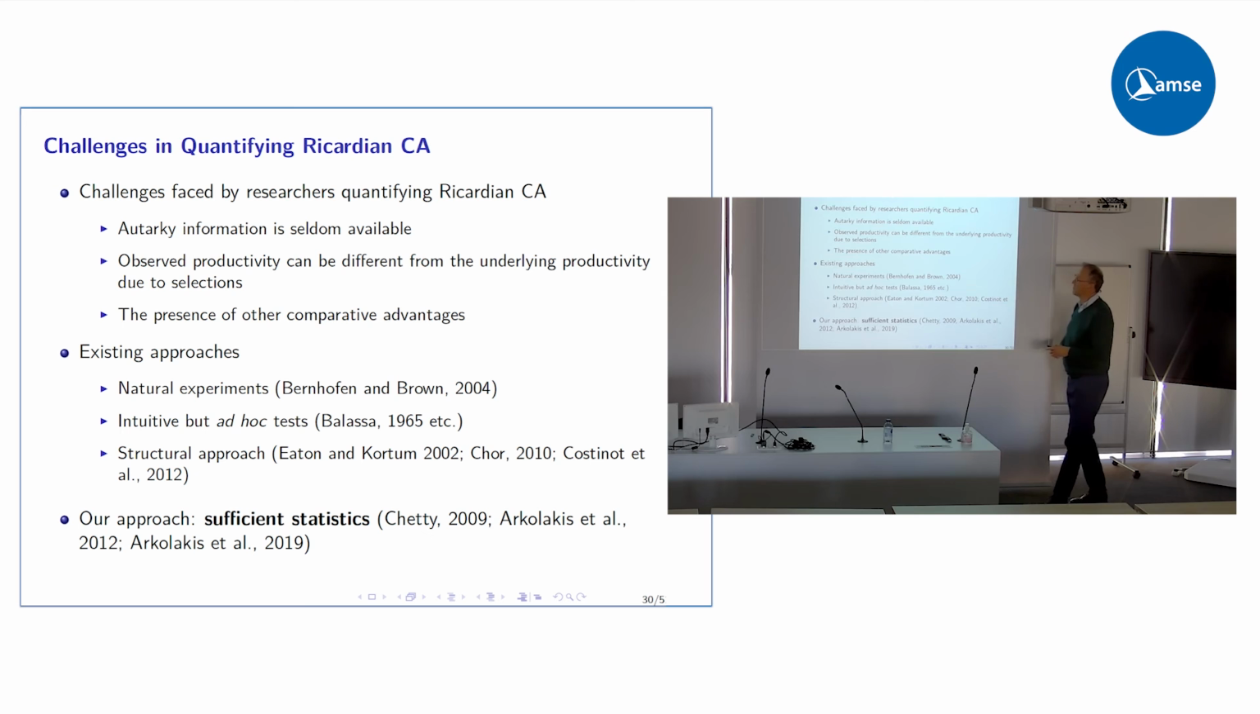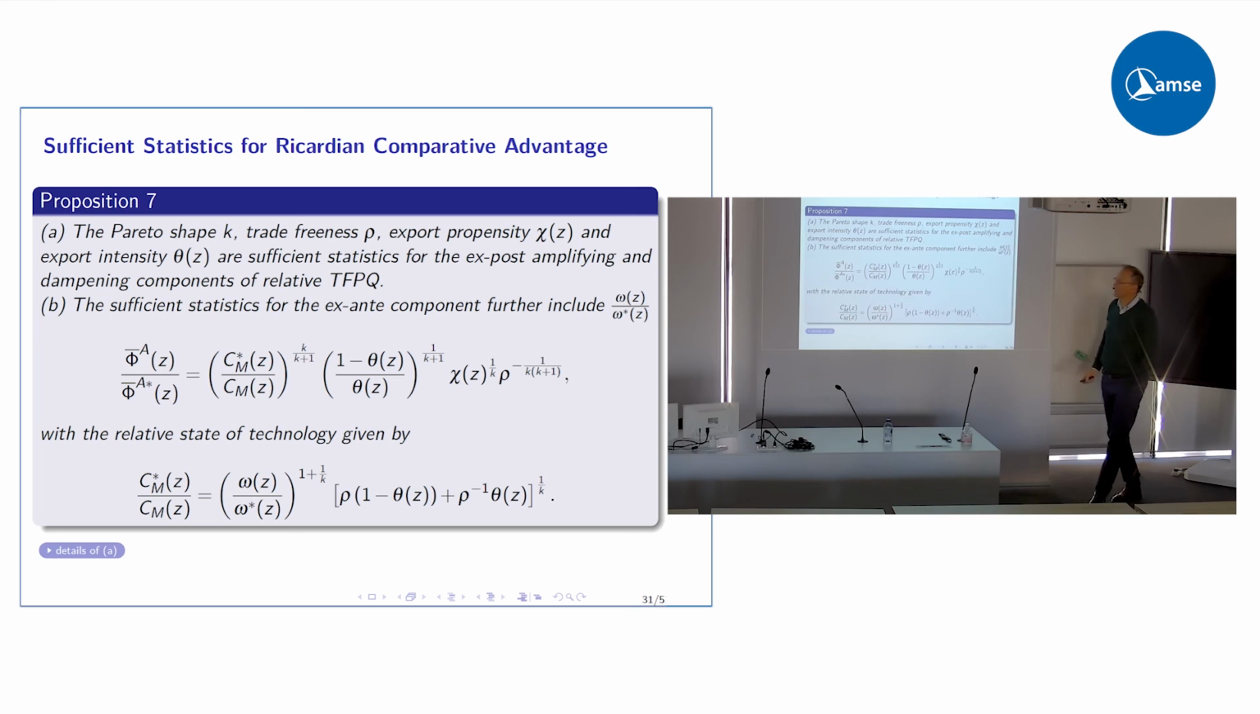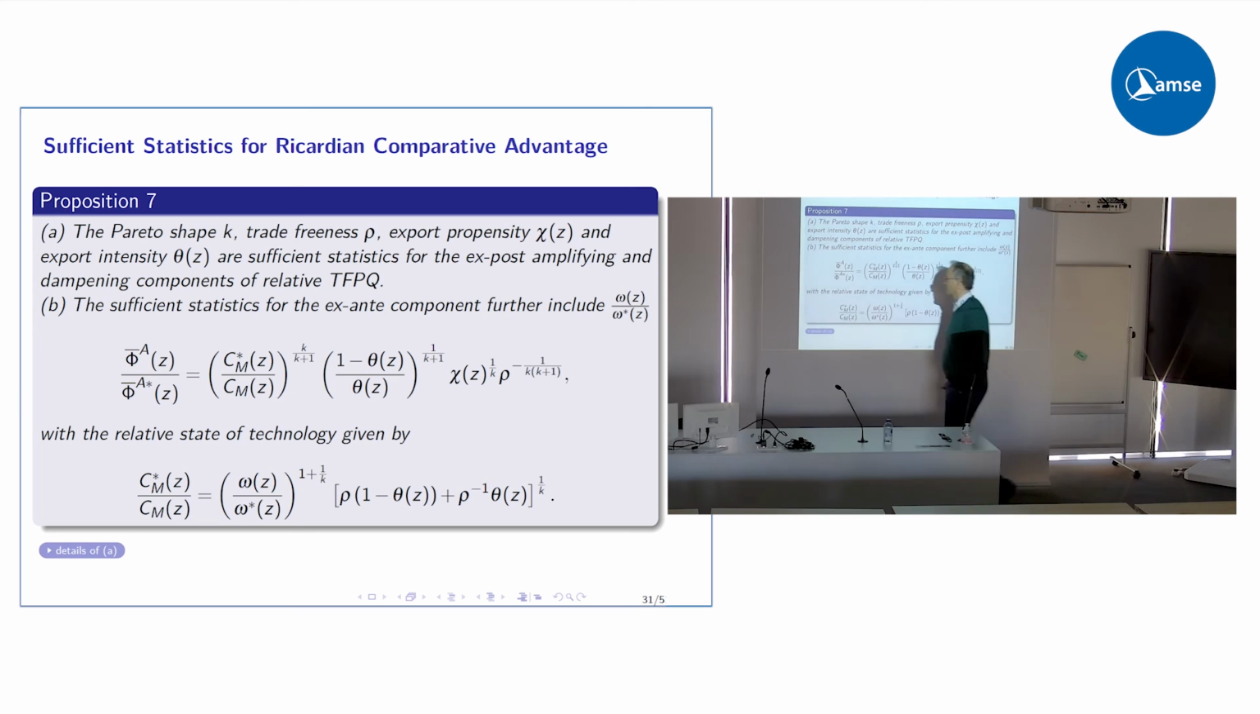Observed productivity can be different from underlying productivity due to selection, as we said, and then there is the presence of the comparative advantage. How do you deal with that? There is the structural approach that is inverting models, but none of these models have endogenous selection. So our approach is really this sufficient statistics, and here is the list of sufficient statistics that you need.